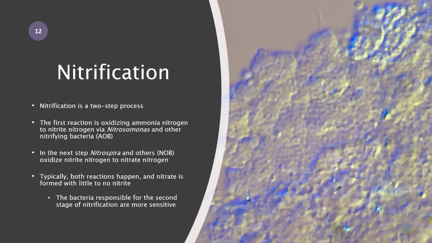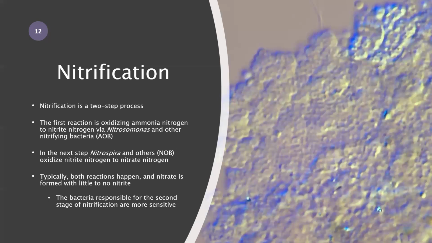However, Nitrospira, which is usually the most predominant NOB, so nitrite oxidizing bacteria, is also called a comammox, where it can do both stages. And the science behind why it acts that way is rather poorly understood at this point in time. However, what we have learned is that Nitrospira tends to be the predominant NOB. Sometimes it's also the AOB.